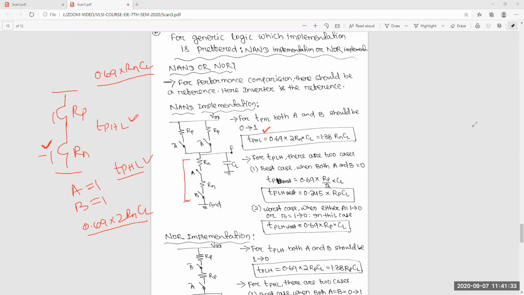So what we are saying is, if we compare the performance of this NAND gate and NOR gate with the inverter, which is the reference, then easily you can find out whether NAND is better or NOR is better. In the inverter, the TPHL, TP high to low, this is your CL. Initially it was high and it will go to low, that means this transistor will be on.